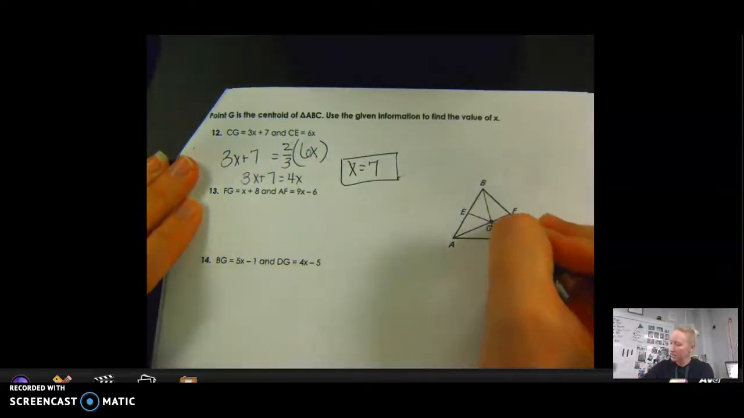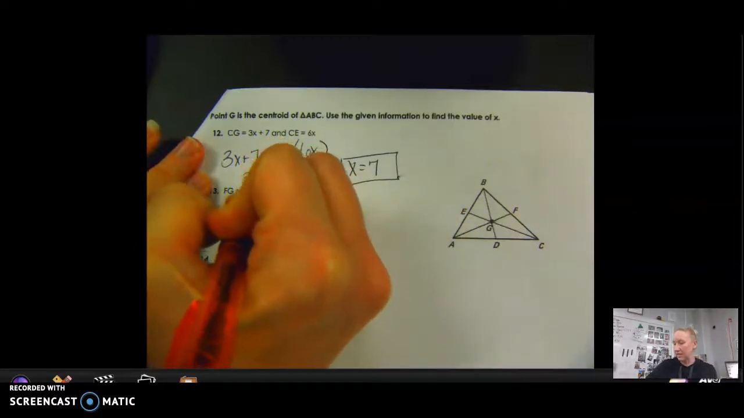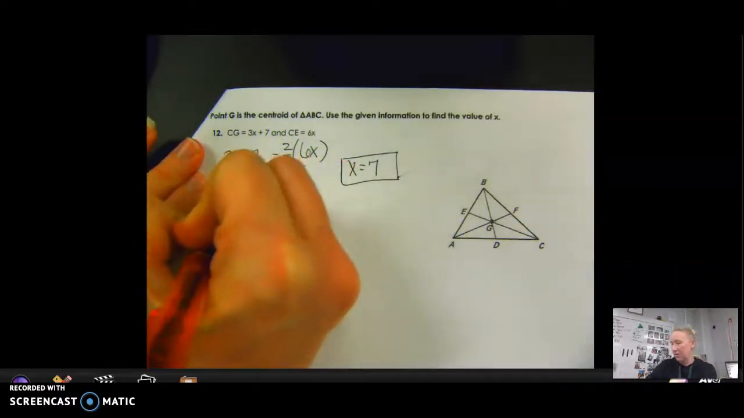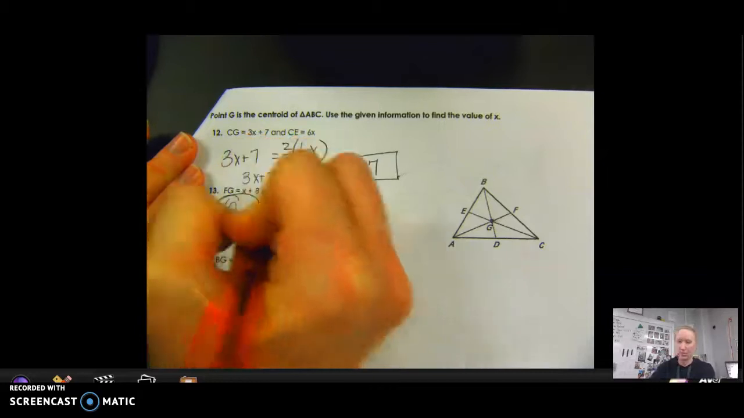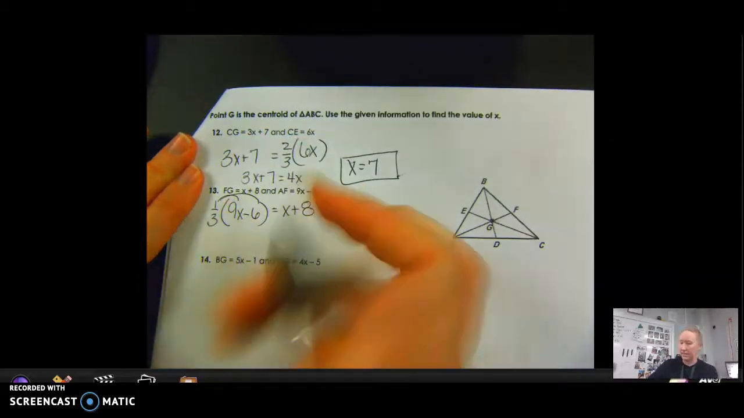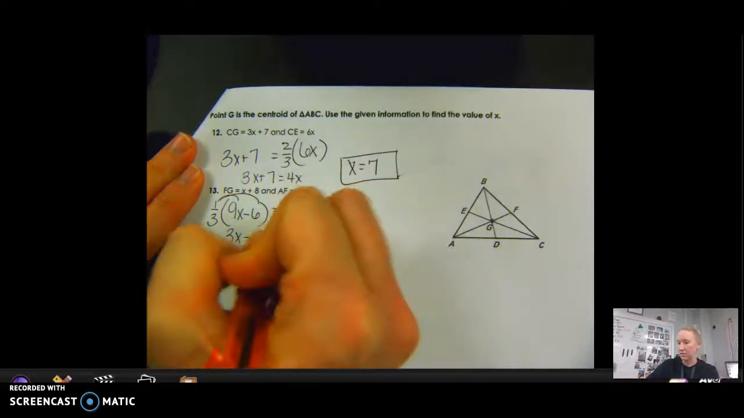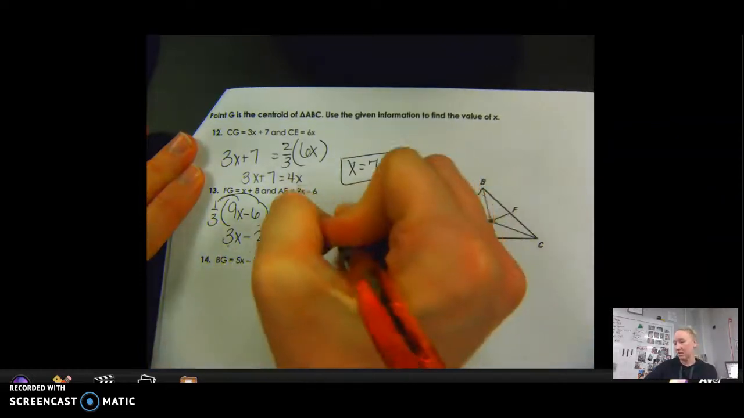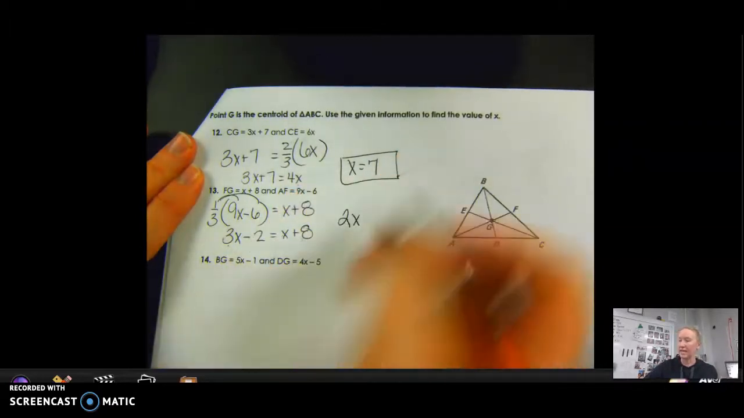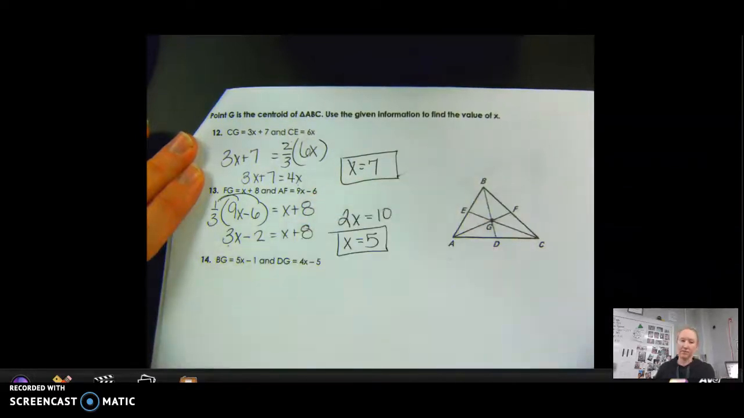Okay, next one. FG is x plus 8. That is the 1/3 section. AF, the whole distance, is 9x minus 6. So I need to take the whole distance, 9x minus 6, and multiply it by 1/3. We only want 1/3 of it, so it is equal to the 1/3 section. On this one, you'll need to distribute. So I'm going to take 1/3 times 9, which is 3x, minus 1/3 of 6, which would be 2, equals x plus 8. Two steps at once, I'm going to subtract x from 3x, that would give me 2x. And then I'm also going to add 2 to both sides to give me 10. Divide by 2, so I get x equals 5.